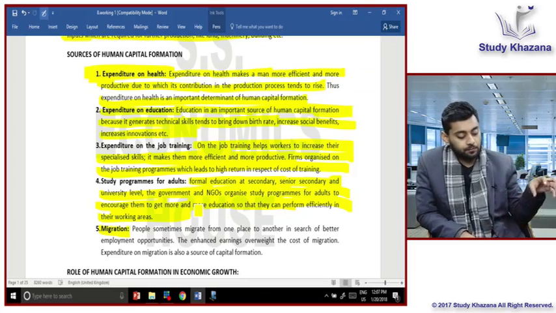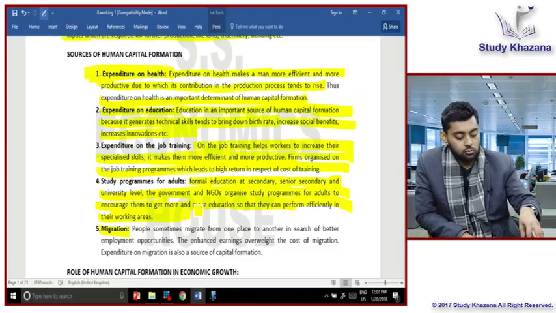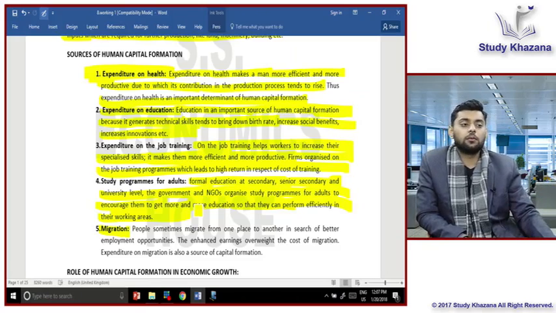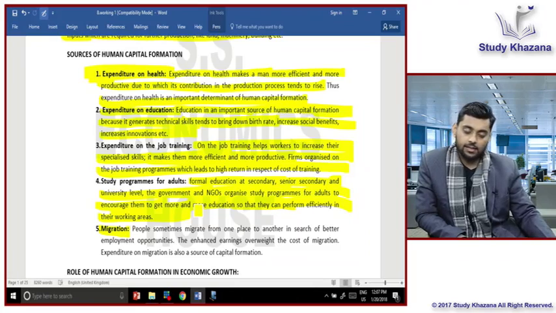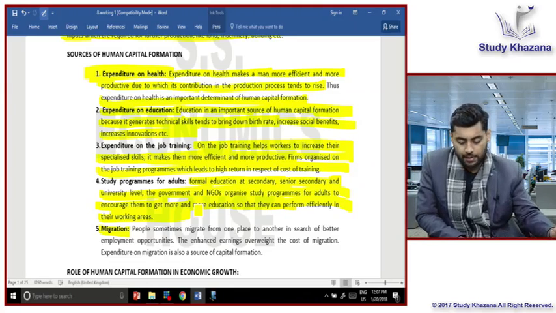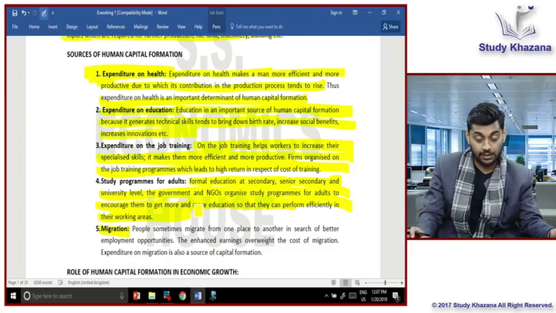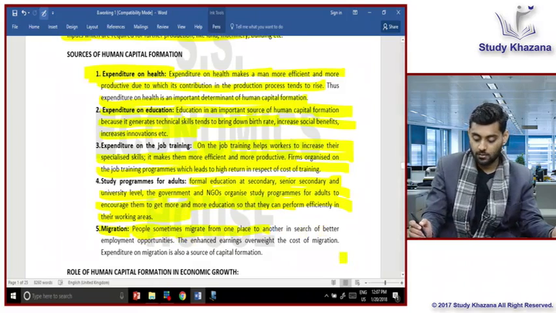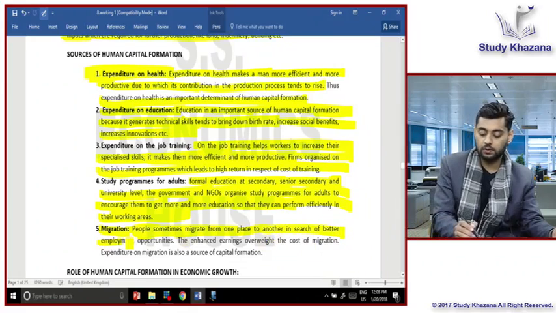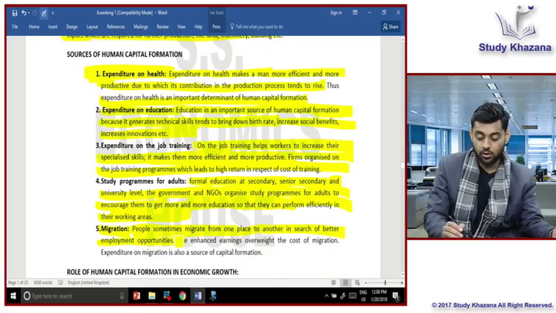Now the thing is this, that if somebody is migrating from one place to another, for the very best example, let's take rural to urban. If people are migrating from rural to urban, of course, they'll get good opportunities, maybe a handsome income, and that would increase their social status, health status, their social outlook, and so many things will change with time. So migration is a good thing. It builds the human capital. So what is written? People sometimes migrate from one place to another in search of better employment opportunities. The enhanced earnings outweigh the cost of migration.